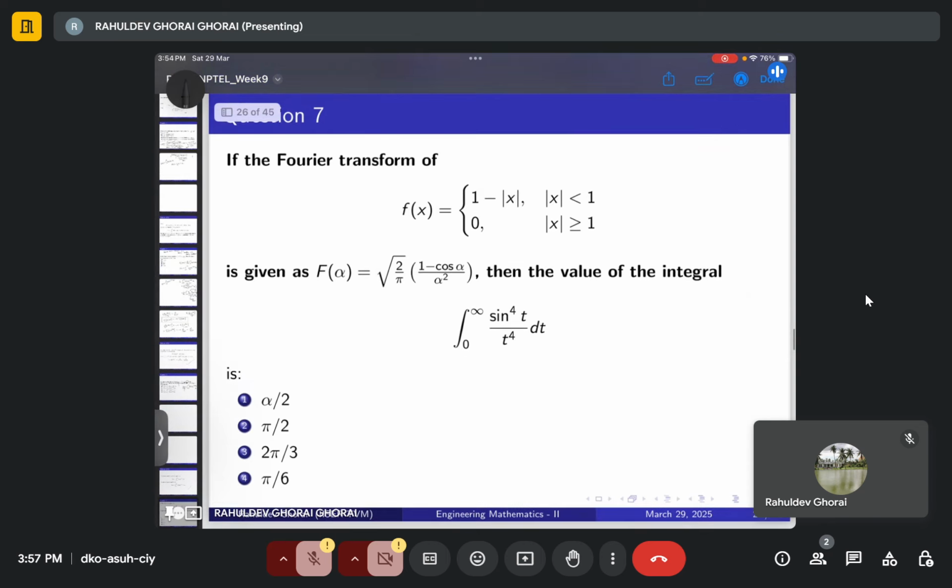Now I'll move to this one. So this one will be a little good. I mean, the integral value you need to find out is not easy. But if you also know some other property of the Fourier transformation, you can find this integral very easily.